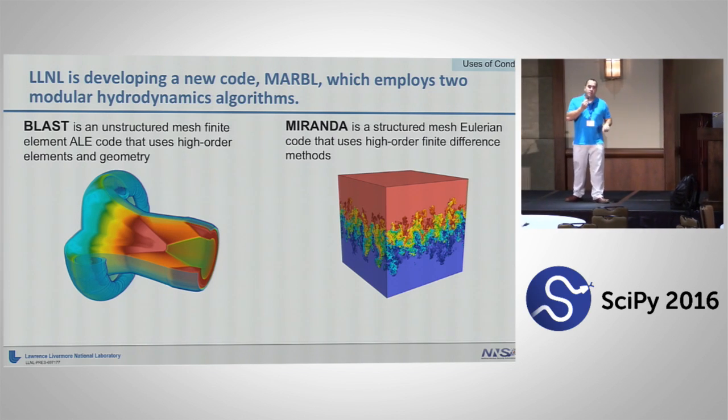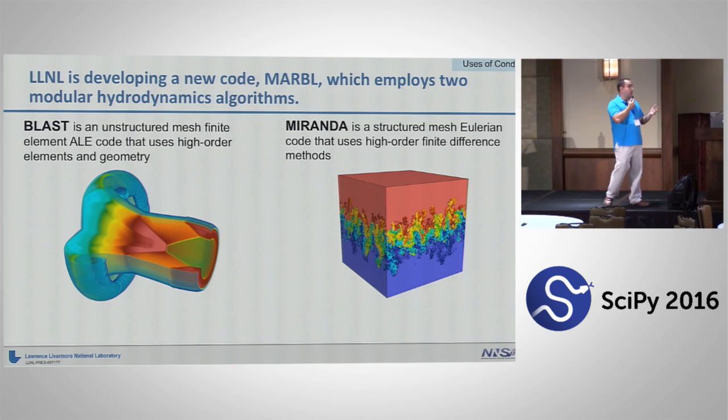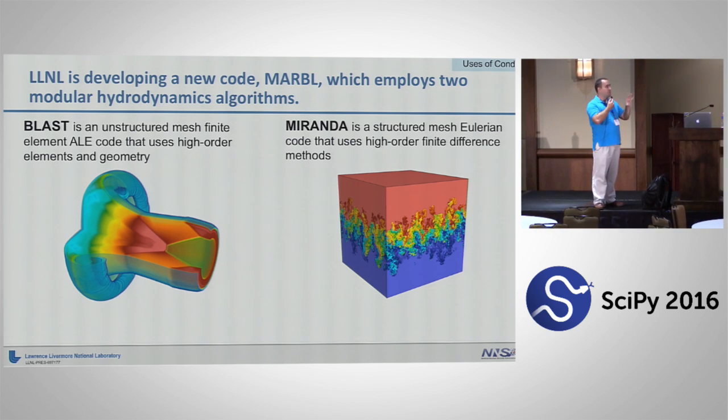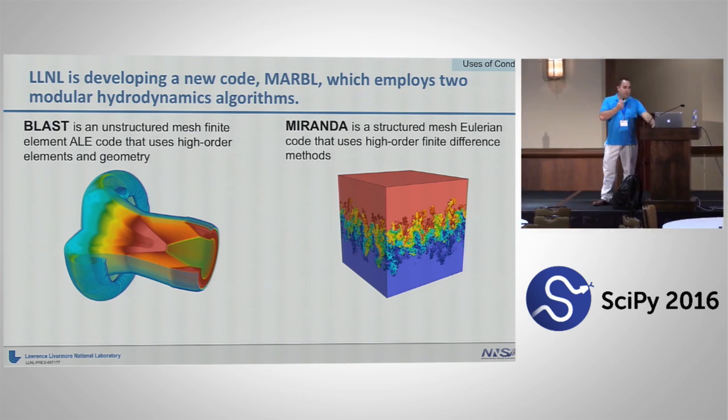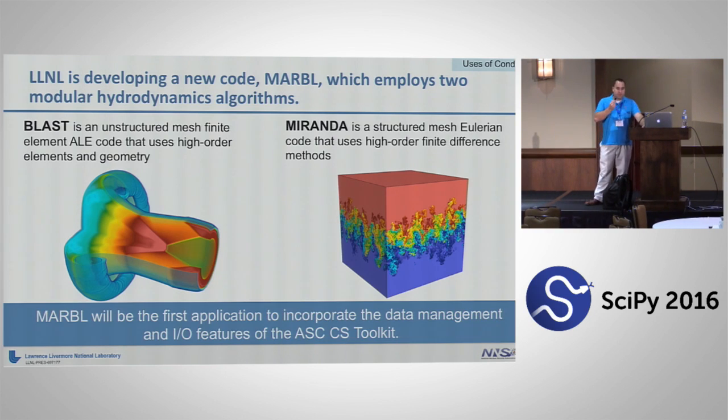What we're doing differently with this code is starting with two very different hydrodynamics methods at the beginning. One of them is a high-order arbitrary Lagrangian Eulerian method, so high-order finite elements, and the other one is a high-order finite difference. These beasts are pretty different, and we're starting with that from the beginning. This application is the first one that's going to use the data management aspects I talked about in the toolkit.